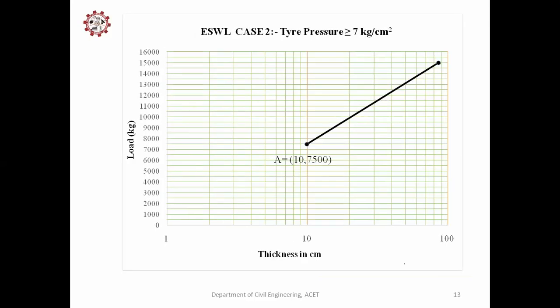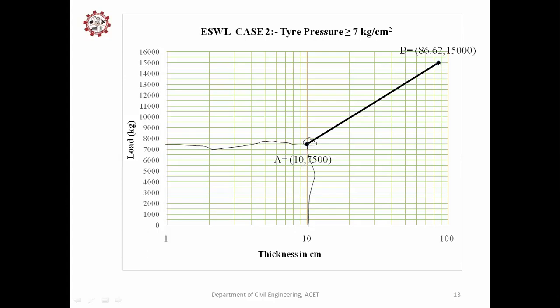Now we are plotting the graph. Again, this is a semi-log graph paper I have taken, and we have plotted the thickness on the x-axis and loading on the y-axis. Since the loading for the B value is 15,000, I have taken the interval of 1,000 up to 16,000 on the y-axis. So we are plotting 10. This is your 10 distance. So you have plotted 10 and 7500. 7500 will be between the values 7,000 and 8,000. So you have got this point A over here.